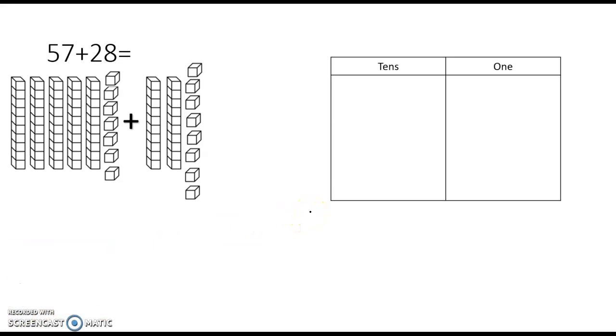So what we're going to do is we're going to look at our tens place and then we'll look at our ones place. So in my first number I have 5 tens. And then in my second number I have 2 tens. In my first number I have 7 ones. In my second number I have 8 ones. So 57 plus 28.